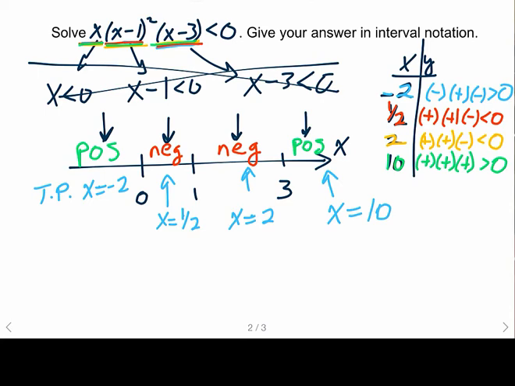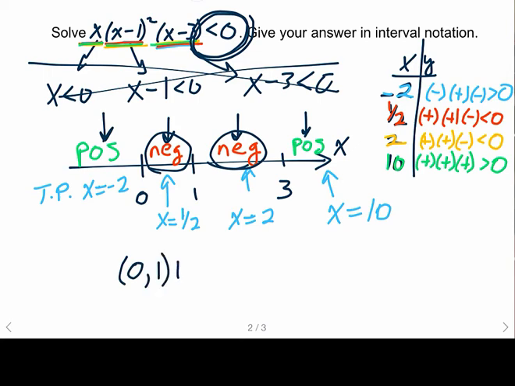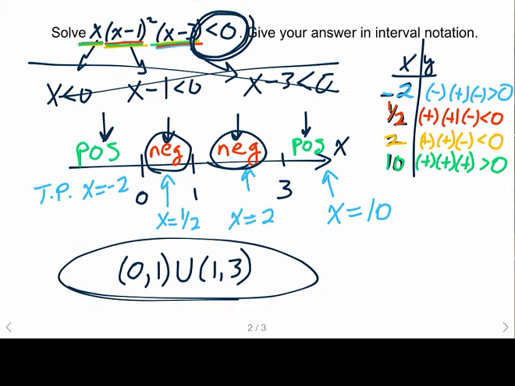And I look back at the original inequality. We were looking for where the expression was less than 0, which means I'm after the intervals where we had negative outputs. Since it's not or equal to 0, I'm going to use parentheses at the endpoints. And so our intervals are 0 to 1 and 1 to 3. And because those are two distinct separate intervals, we're using a union to connect them. That's our solution.